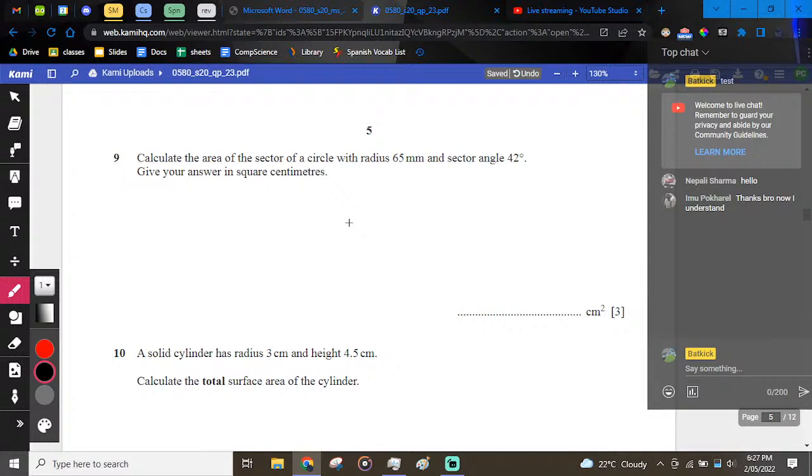Calculate the area of a sector of a circle. Angle 42 degrees. Interesting question here. Square centimeters. So I'm going to first convert that into centimeters because it's asked for that. 6.5 cm.